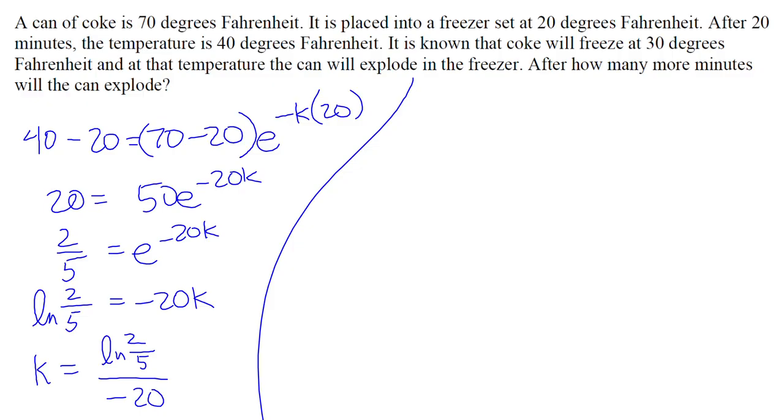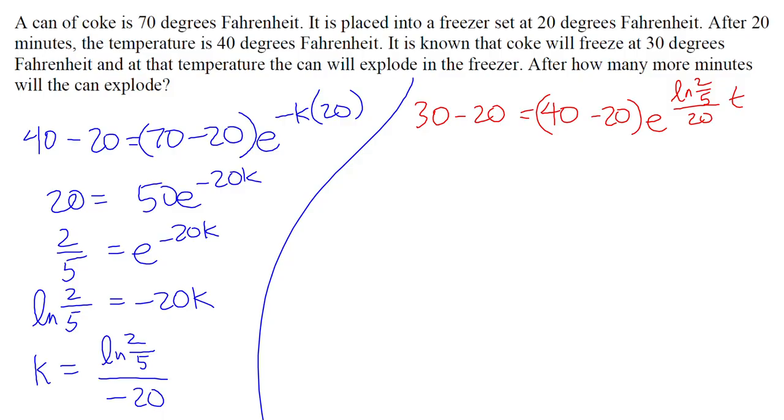In other words, when is its temperature 30 degrees Fahrenheit? And we want to know how much longer it will take, after how many more minutes. So we're going to use, our final is 30, with our surrounding still 20. And our initial now is going to become this 40 degrees that we had already cooled it down to. So we'll have 40 minus 20, e to the negative kt. Well, since k has already got a negative sign in it, then negative k will just cancel out that negative sign, and we have natural log 2/5 over 20 times t, where we're looking for t.